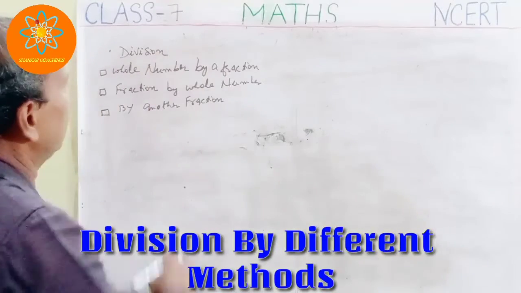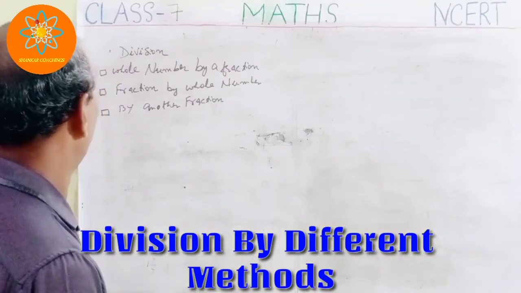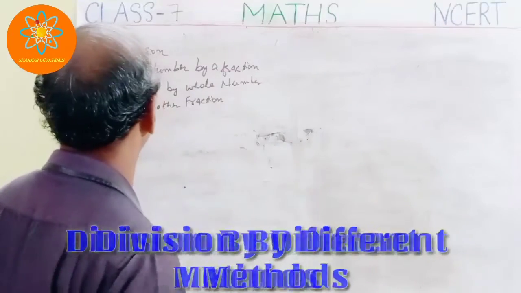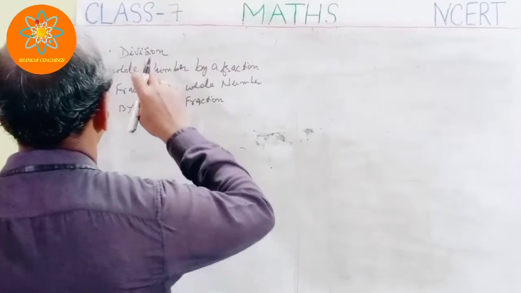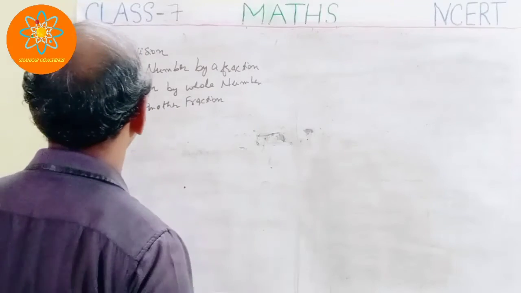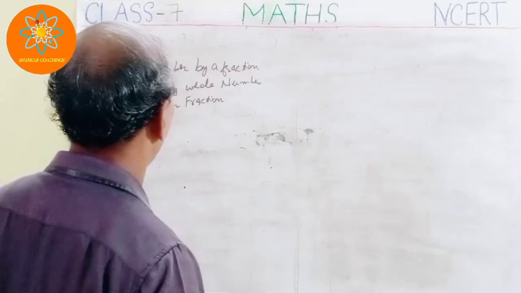Now the last one is division. So we will see the division of a whole number by a fraction, then the division of a fraction by a whole number, and lastly division by another fraction.